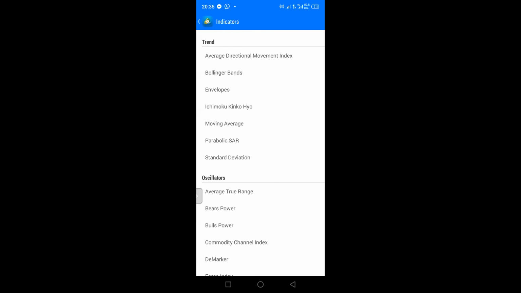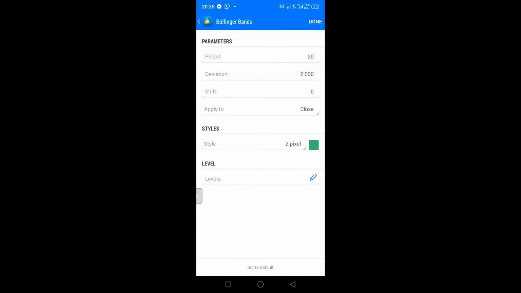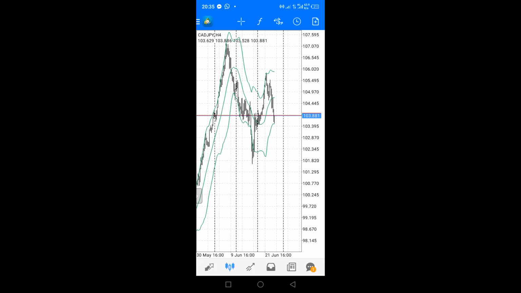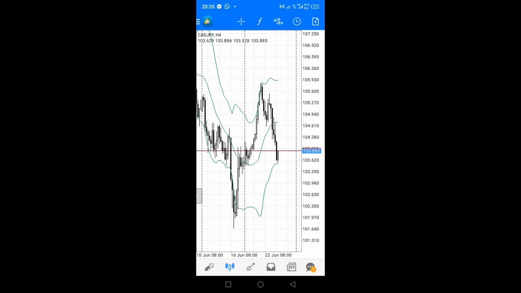So let's go for Bollinger Bands. So if I click on Bollinger Bands right now, it will ask me to put a setting. Anybody asking you for one of these things will ask you for a setting. Just click on done, right? And you see, now you can see Bollinger Band on my chart. It has those green curvy lines. Those are Bollinger bands.